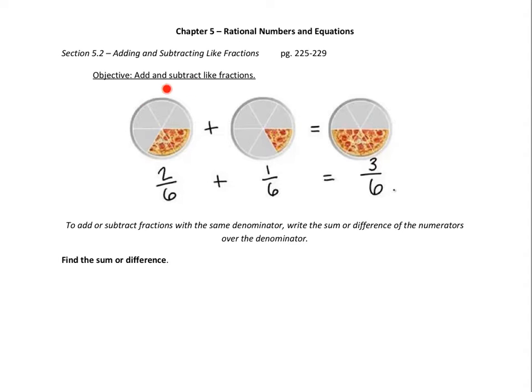If you have two pizzas, both cut into 6 pieces, in this pizza I have 2 of the 6 pieces left. In this pizza, I have 1 of the 6 pieces left. If I put those pieces together, I have 1, 2, 3. Notice, 3 out of 6 pizza. So we're going to derive our rule from this picture.